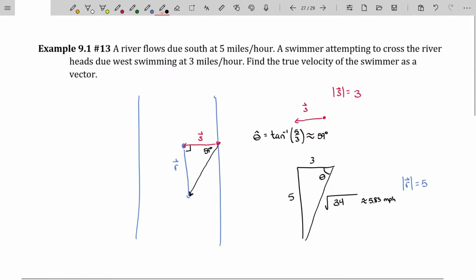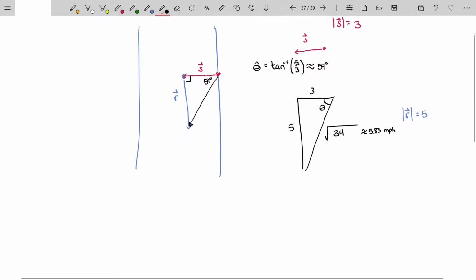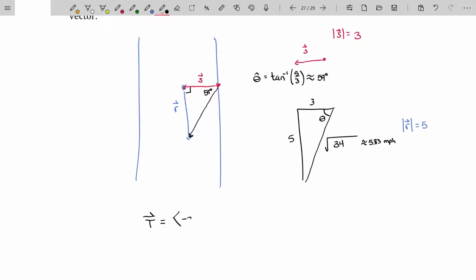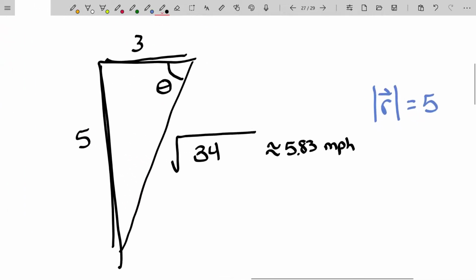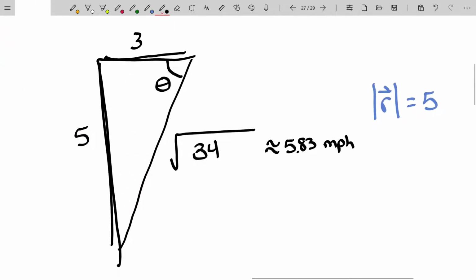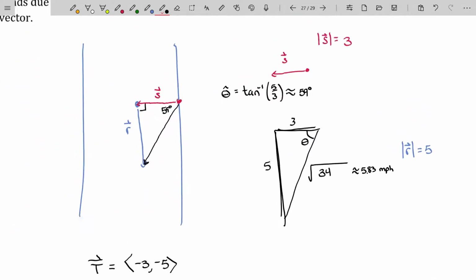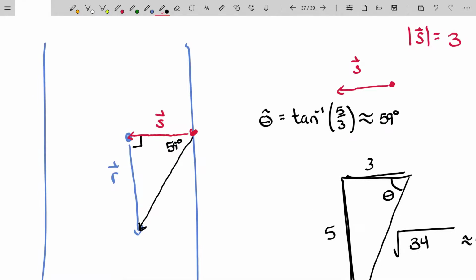Now I should probably go back to the problem to figure out what they were asking. Find the true velocity of the swimmer as a vector. Okay, so the true velocity vector is going to be -3, -5, because again, they're going over 3, but down 5. And so that would be their true velocity as a vector. But again, I like my answer a little bit better. It showcases how fast they're really going because you found the hypotenuse of that triangle, and it showcases how off they are as far as their angle.